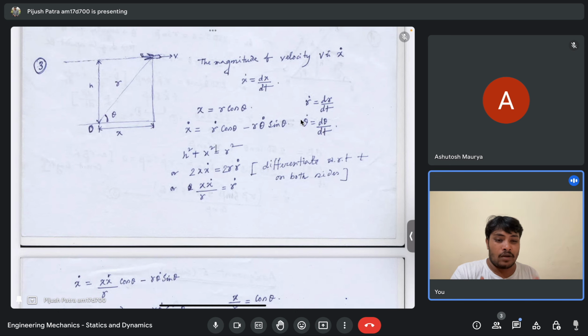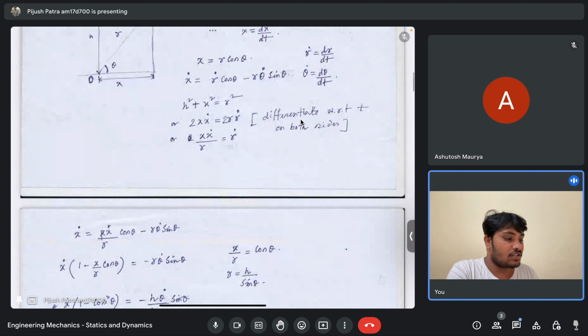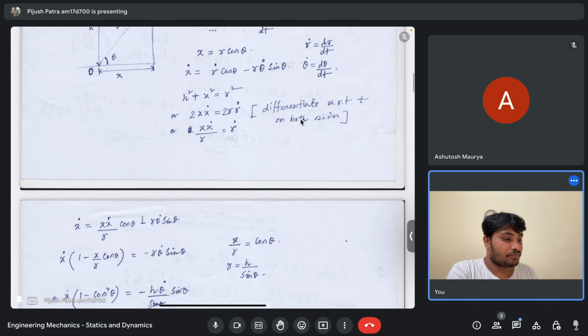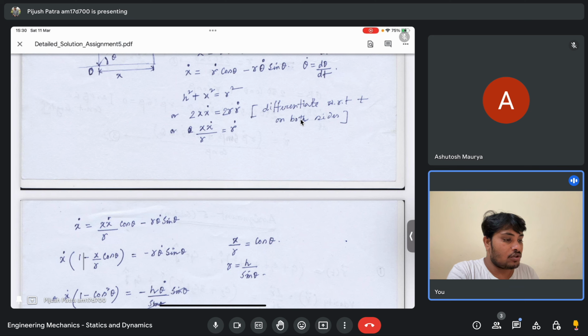What I need to calculate is the horizontal velocity, which is x dot. So r dot is given by x dot by r into cos theta minus r theta dot sin theta. If I take x dot common from both sides, it will be x dot into 1 minus x by r into cos theta is equal to minus r theta dot sin theta.